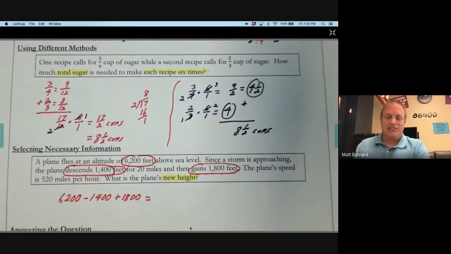The other information is not necessary. It's kind of like a buffet. You don't have to eat everything on the buffet. You only eat what you want. And we only use the numbers that we need in this case. These numbers aren't bad to deal with.